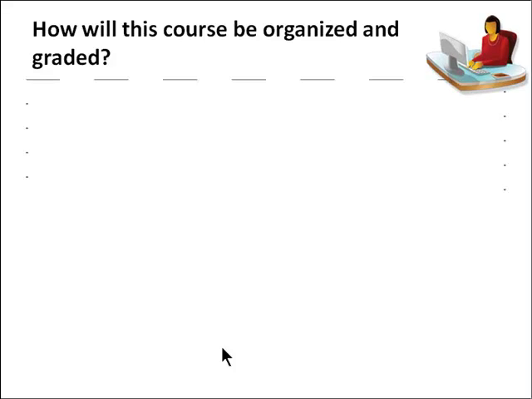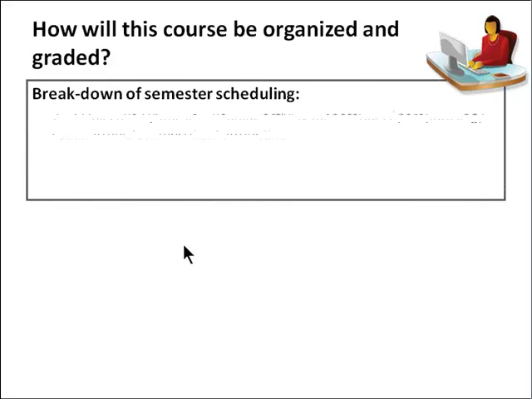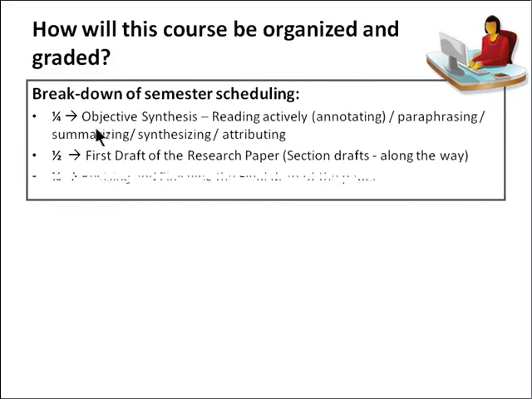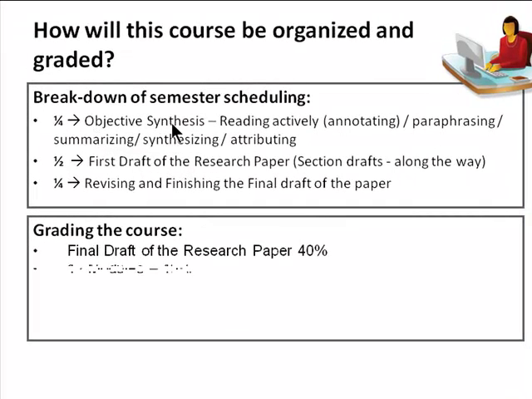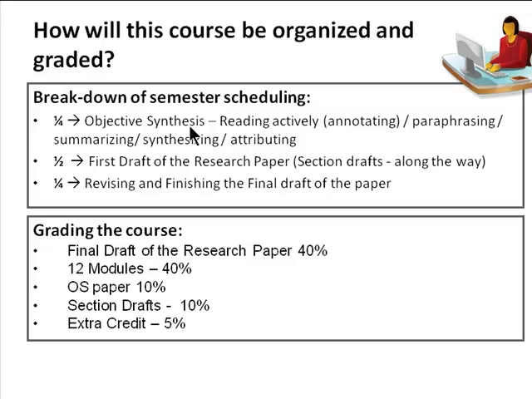The course will be organized into basically 3 different parts. We're going to begin the course by learning how to write a research paper, and we're going to write the objective synthesis paper, which is a 2.5 to 3 page paper based on 3 articles or 3 secondary sources that we will be reading.